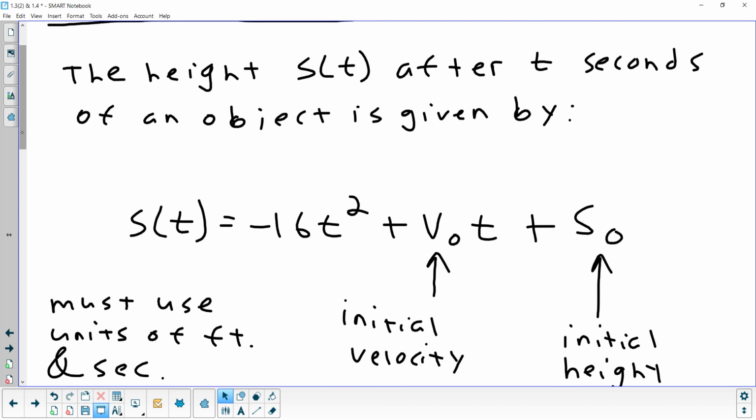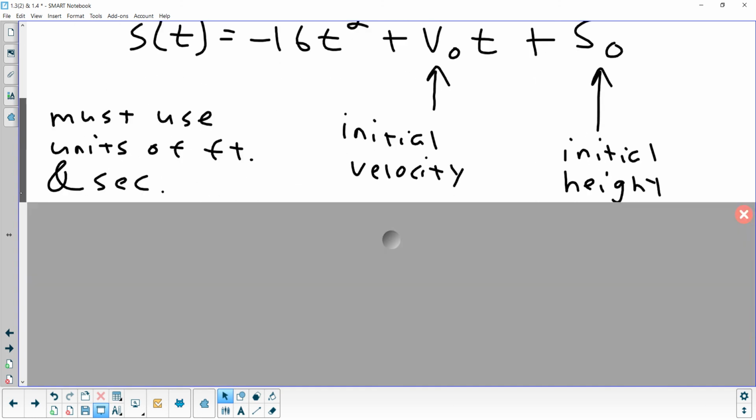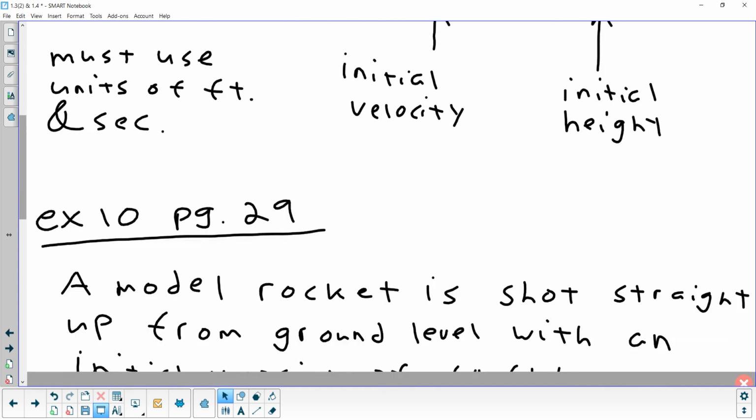So the formula is negative 16t squared plus v sub 0 t plus s sub 0. This formula is important. It does require you to use feet and seconds. If any of you are in physics and you see the number negative 9.8 here, that's a number you will see a lot. That's assuming you're using meters. When we have the 16 here, it means feet. Let's try an example.